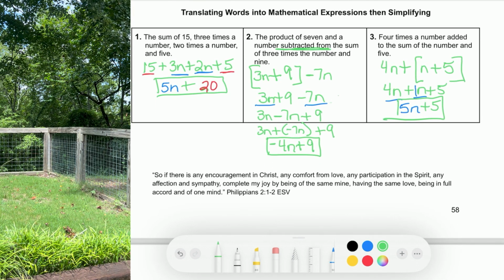All right, let's look at our Bible verse for this section. So if there is any encouragement in Christ, any comfort from love, any participation in the Spirit, any affection and sympathy, complete my joy by being of the same mind, having the same love, being in full accord and of one mind. Philippians 2, 1 through 2.